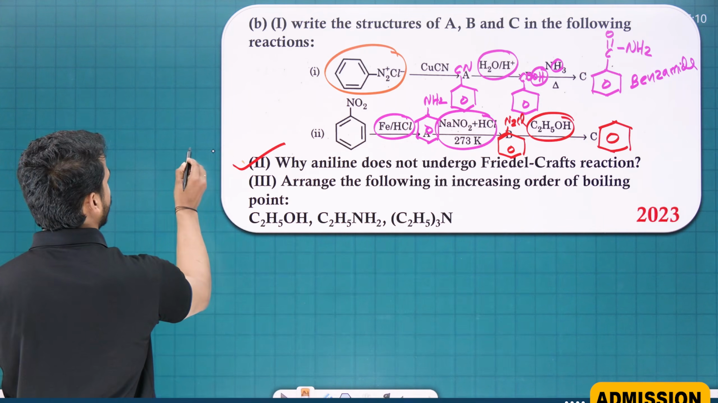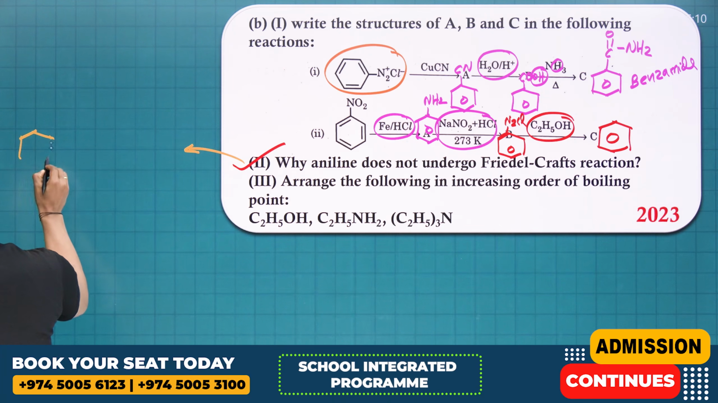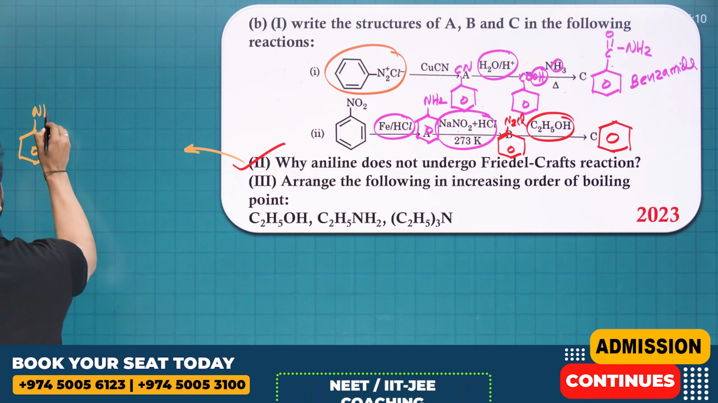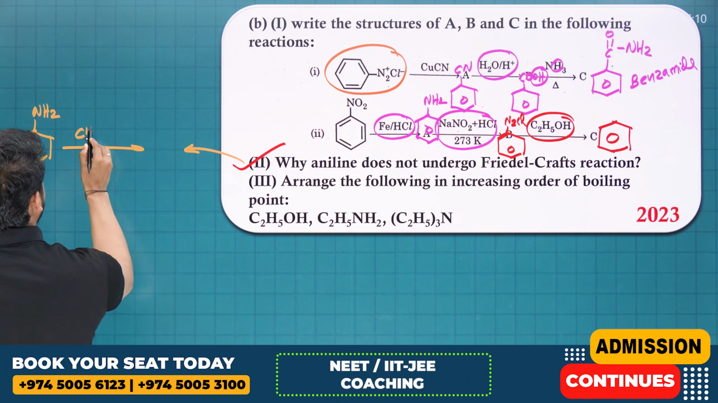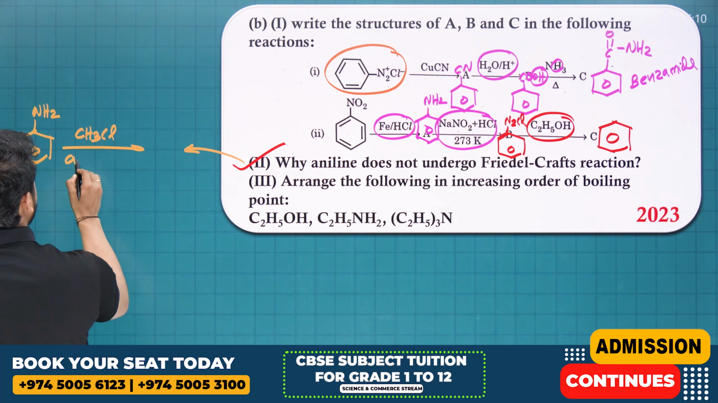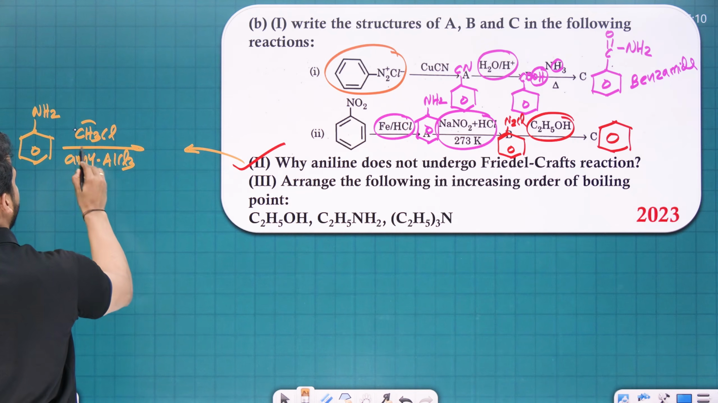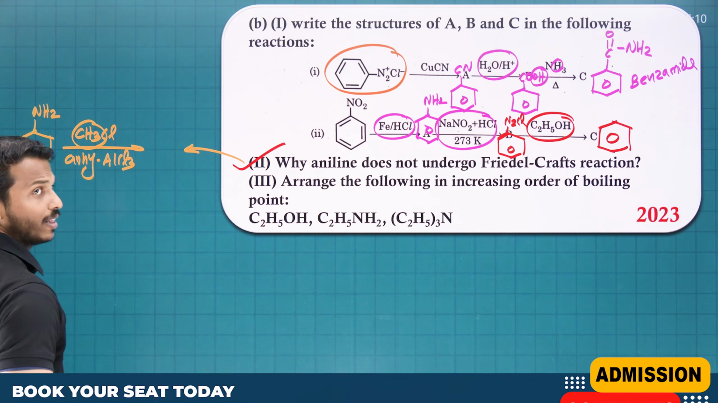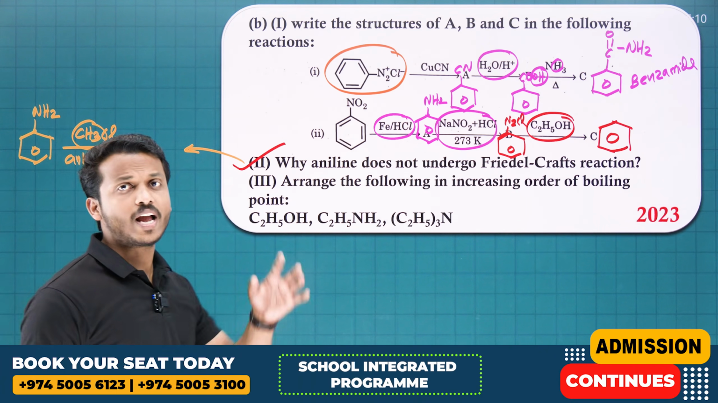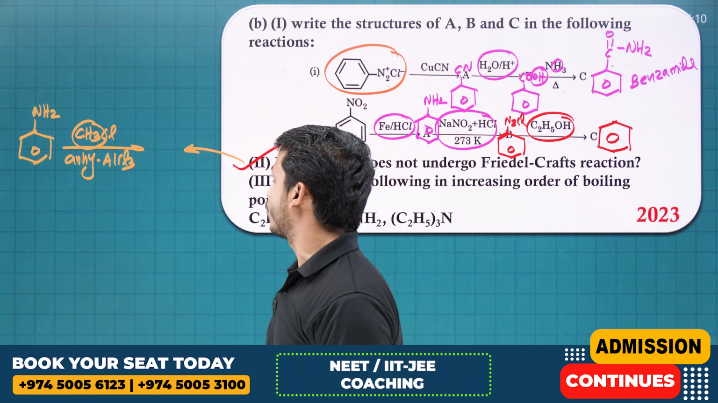Okay, next question. Why does aniline not undergo Friedel-Crafts reaction? It is a many-times-repeated question. What is the Friedel-Crafts reaction? We use CH3Cl in the presence of anhydrous AlCl3 catalyst. Normally the CH3 group should go to ortho and para, that's what we are expecting. But why does aniline not undergo Friedel-Crafts reaction?